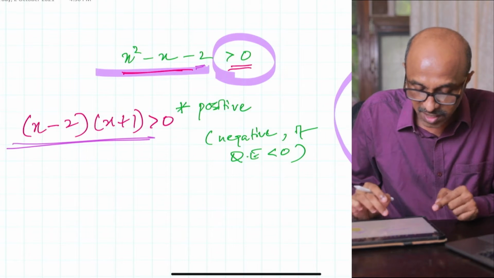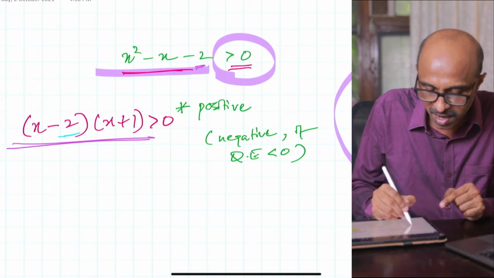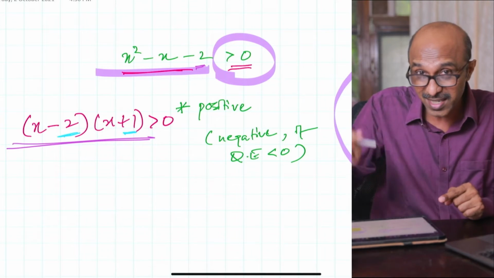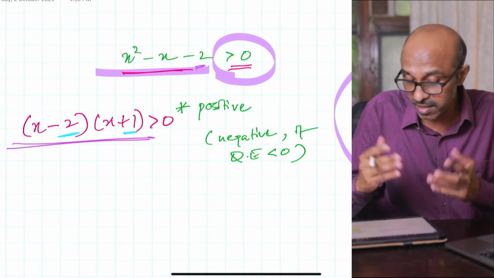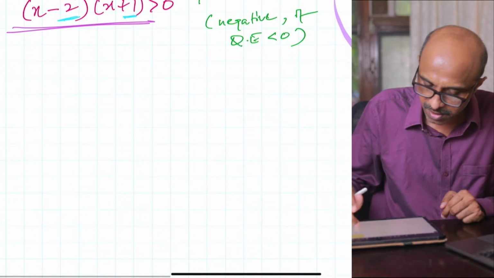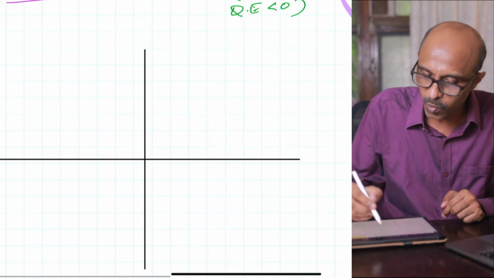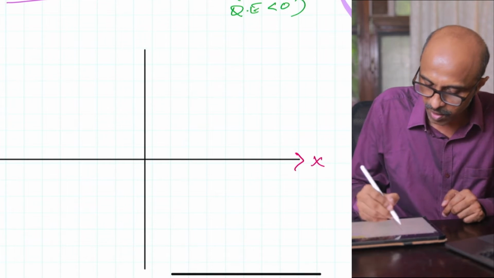So these are the two factors. And why are we finding the factors? It's so that it will help us identify where that quadratic curve cuts the x-axis. Those are the roots, the x-intercepts. So let's draw the coordinate axes quickly. And here we go. That's my coordinate axes. I'm going to label them x and y.